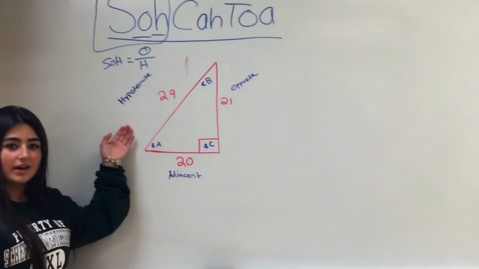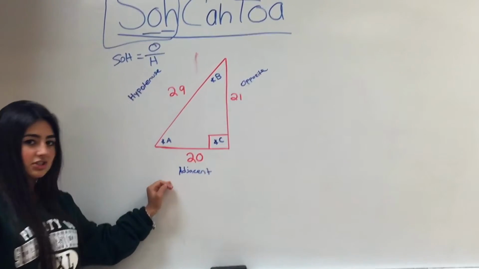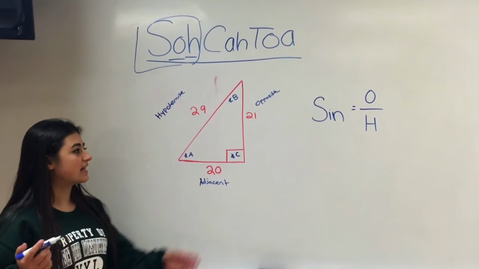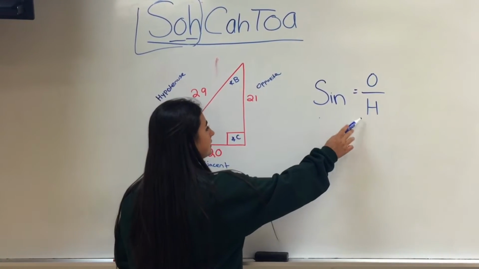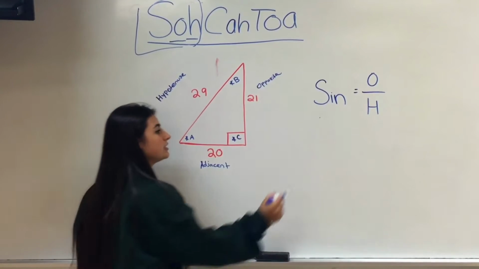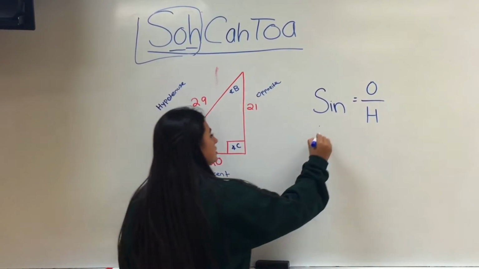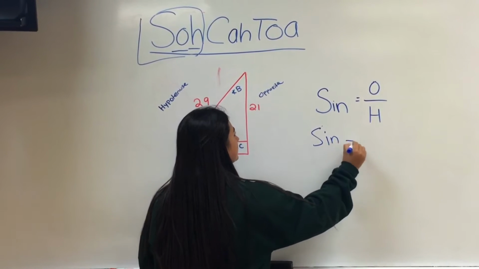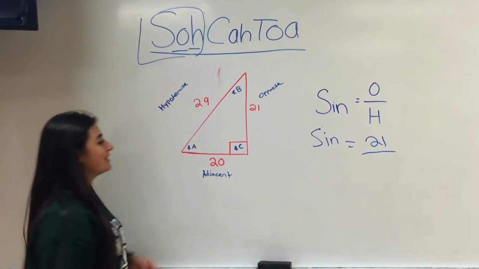So I label the triangle. This is your hypotenuse, this is your opposite, and this is your adjacent. Since we're finding sine of angle A, sine equals opposite over hypotenuse. The opposite in this example is 21. So you will do sine equals 21 over your hypotenuse, which is 29.